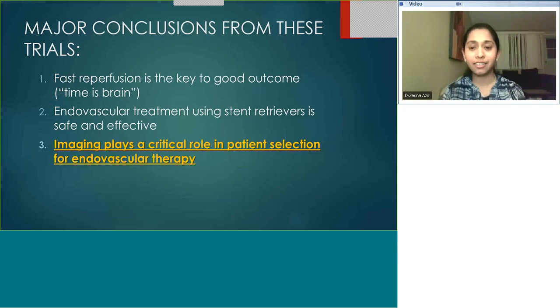What are stent retrievers? They are basically devices with stents at the end of them, carried all the way into the site of the clot, and it is deployed. It engages the clot, and then the stent is retrieved back. So it actually carries back the clot. And it was considered a very safe and effective way of treatment. And most importantly, imaging plays a critical role in patient selection for endovascular therapy. So it is this imaging that we are going to speak about.